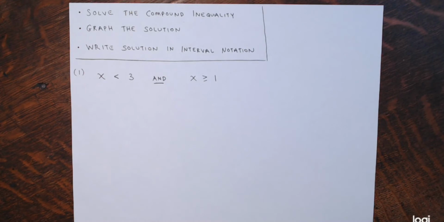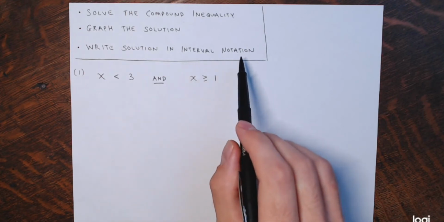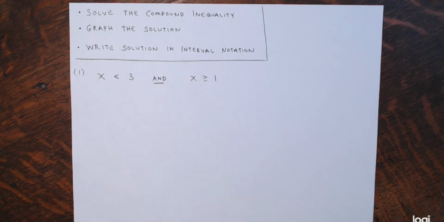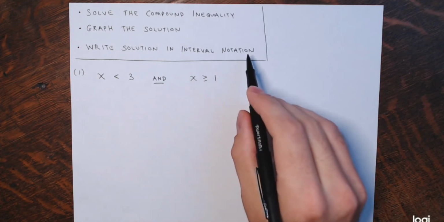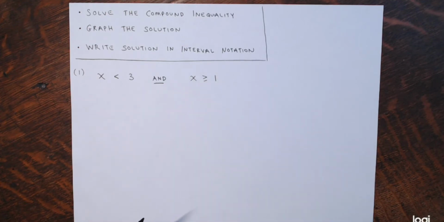And also I'm assuming you know what the brackets and parentheses mean in interval notation. If a bracket is around some number, that means that number is a solution to the inequality. And if it's a parenthesis, that means the number that the parenthesis is around is not a solution. Again, I'm assuming that you know a little bit about interval notation.